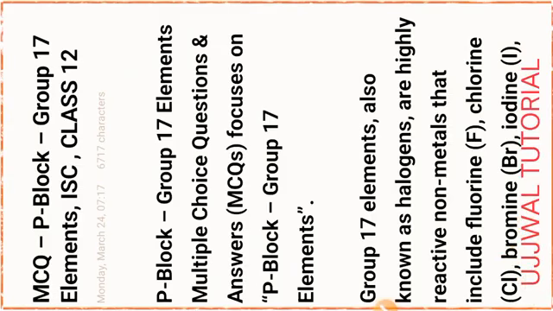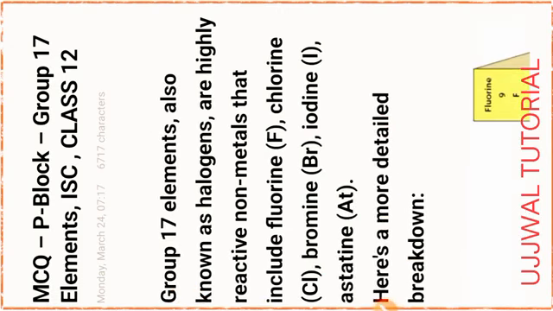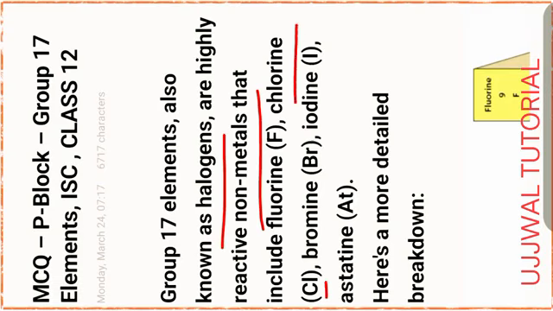My dear viewers, now we discuss MCQ question answers on P block elements, group 17, based on ISC class 12. Group 17 elements, also known as halogens, are highly reactive nonmetals that include fluorine, that is F, chlorine, that is Cl, bromine, that is Br, iodine, that is I, and astatine, that is At.